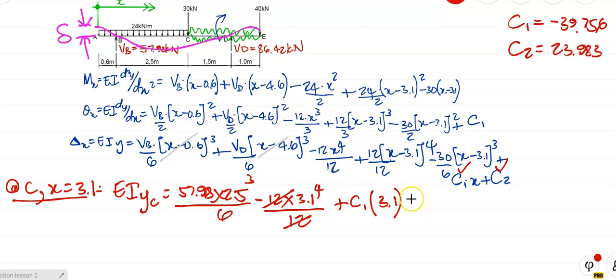But I know C1, don't I? Silly me. Hang on. Let me fix it. I know what C1 is. Okay, we just did it at the top there. Thank you. Sorry about that. So it's plus C1 times x. C1 is a minus 39.756. 39.756 times x, which is 3.1. Plus C2, which is 23.983. Oh man.